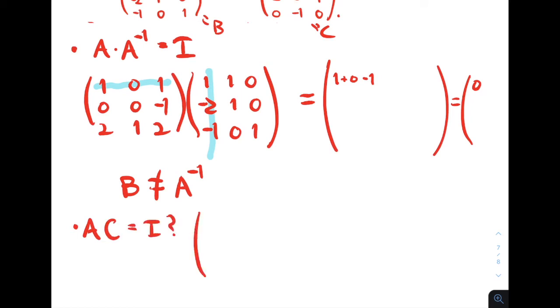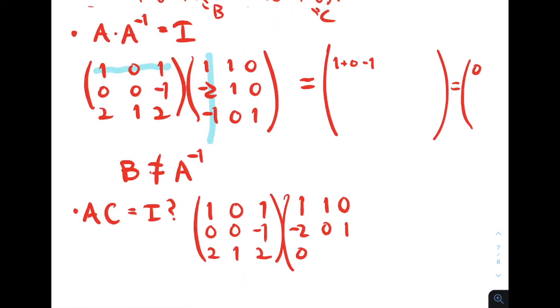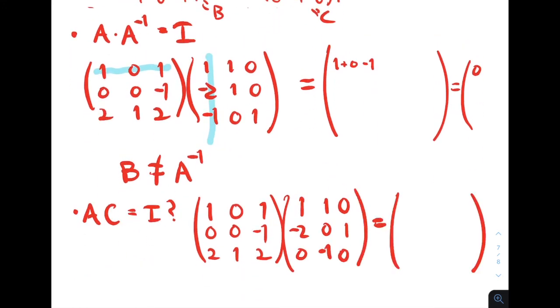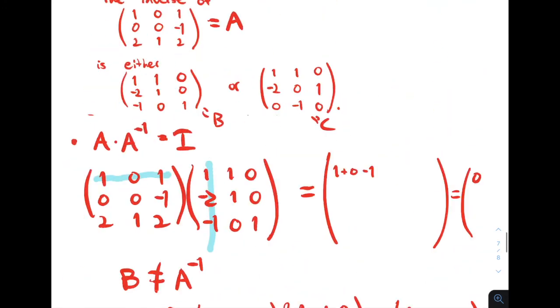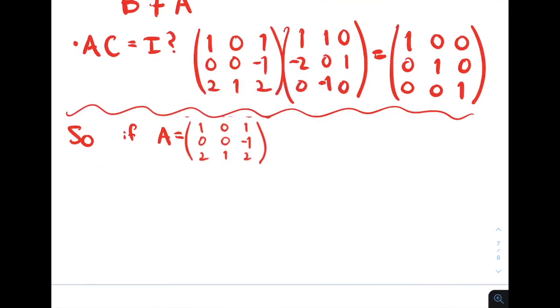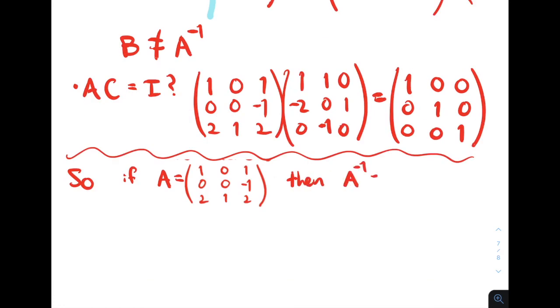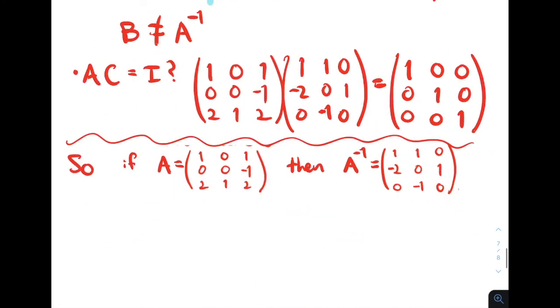If we wanted to, we can check for our second matrix. And if we work through this slowly, we'll find that yes, it does in fact equal the identity matrix. So if A equals 1, 0, 1, 0, 0, negative 1, 2, 1, 2, then its inverse equals 1, 1, 0, negative 2, 0, 1, 0, negative 1, 0.